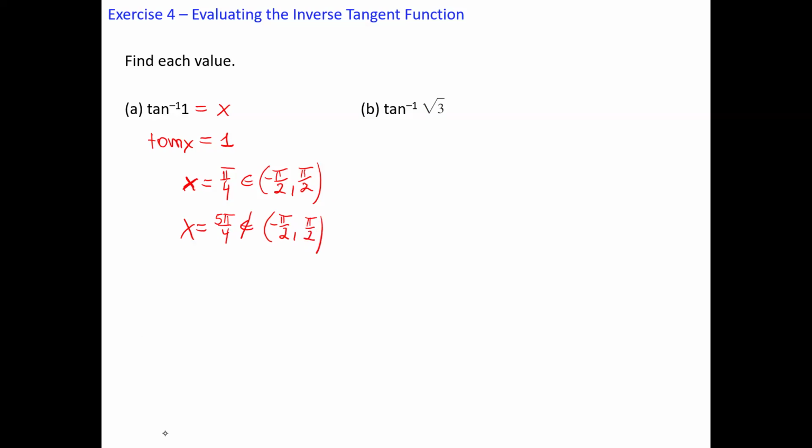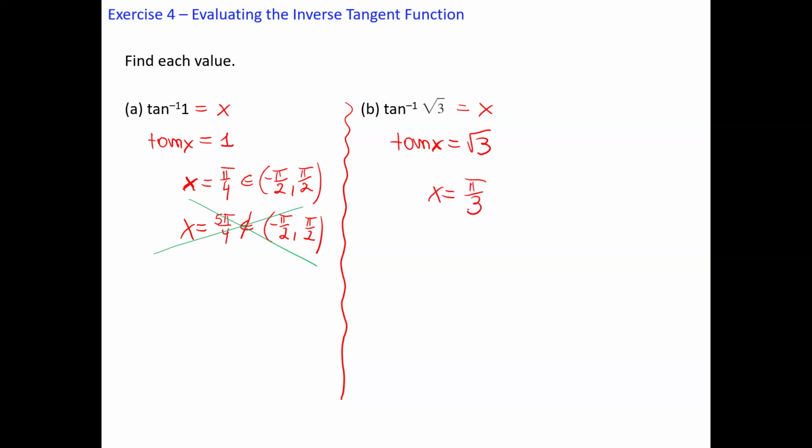Okay, we cannot accept that. We're not accepting this answer. Just to make sure, the same we can do with this one. Inverse tangent of square root of 3 equals x, then I can say tangent of x equals square root of 3. Tangent of what angle equals square root of 3? We all know that is pi over 3.